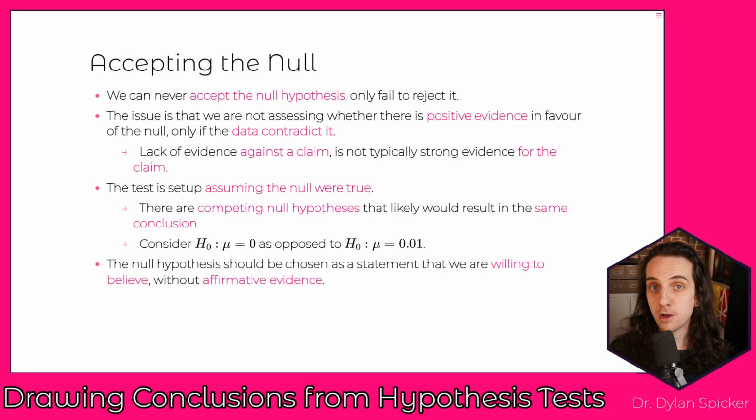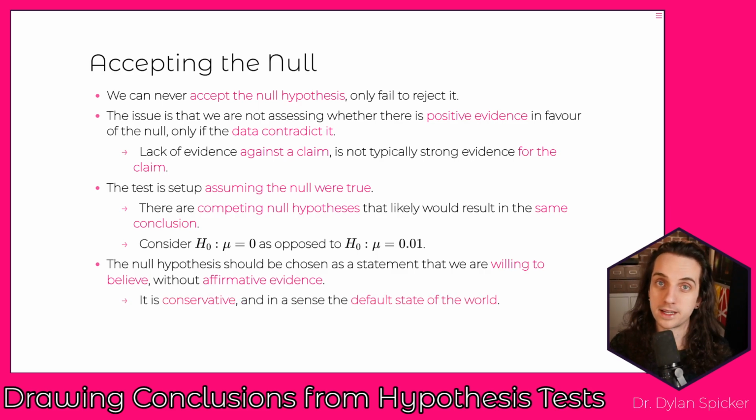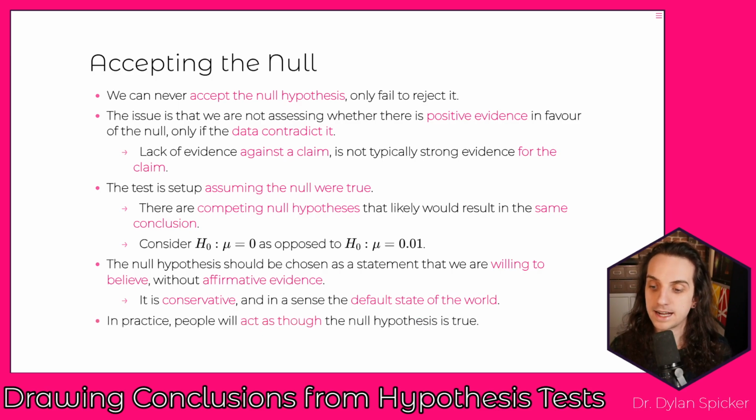So the null hypothesis really needs to be chosen as a statement that we are willing to believe without affirmative evidence. It is the statement that we're going to assume is true about the world, and then we look and see, does the evidence contradict that assumption? So we make it to be conservative, and it's the default state of things. We don't need evidence to believe it. And if we've set the null up in this way, then there's really no difference between failing to reject it and accepting it. In that sense, we're going to be acting as though the null hypothesis is true because it's the thing that we're assuming without evidence, okay?